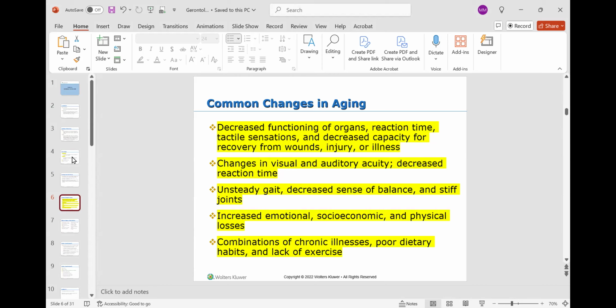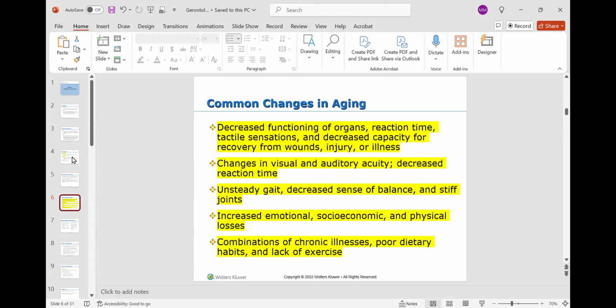Visual and auditory changes, right? When they say changes in visual and auditory acuity, not as sharp as it was when they were 20. Like I said, everybody else, not me. Decreased reaction time, unsteady gait, sometimes decreased sense of balance, and stiff joints, right? Arthritis. Arthritis is osteoarthritis. Osteoarthritis is a disorder where it's just from wear and tear on the joints. You've been using your hands, your knees, your hips, your ankles for how many years? And the parts are starting to wear out a little bit.